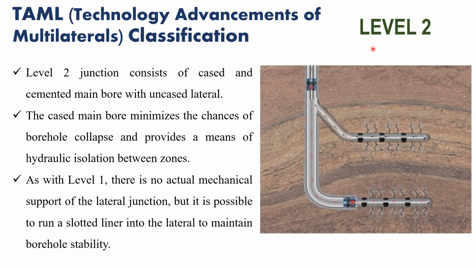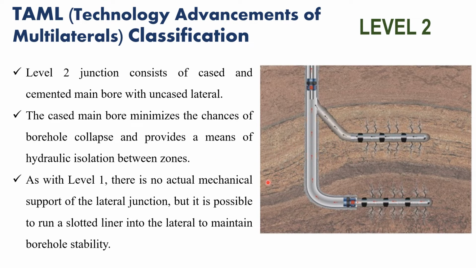So now level 2. A level 2 junction consists of a cased and cemented main bore with an uncased lateral. So this is an improvement of level 1. The main bore is cased and cemented, whereas the laterals are uncased. The cased main bore minimizes the chances of borehole collapse and provides a means of hydraulic isolation between zones. So hydraulic isolation is practically possible in level 2.